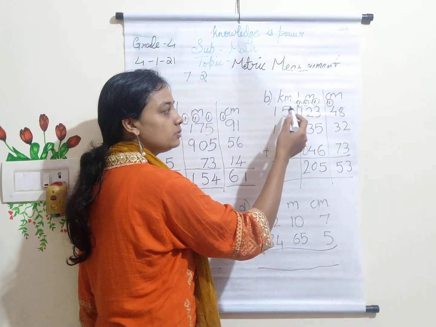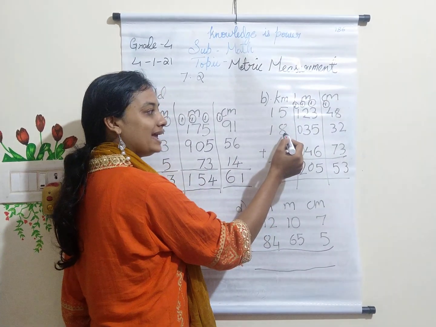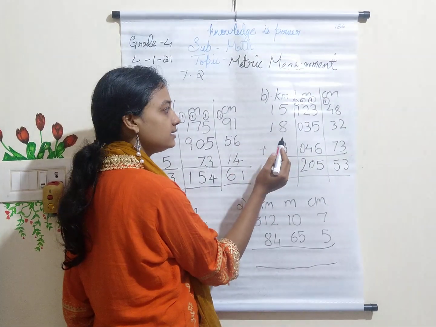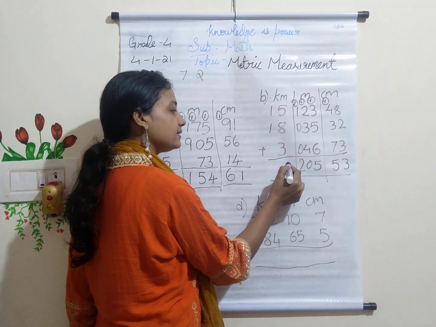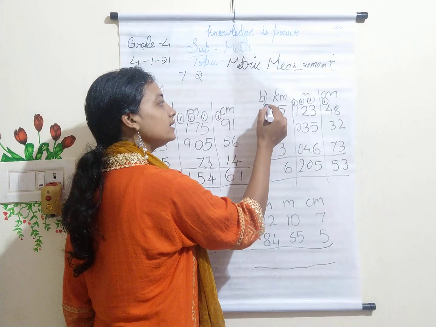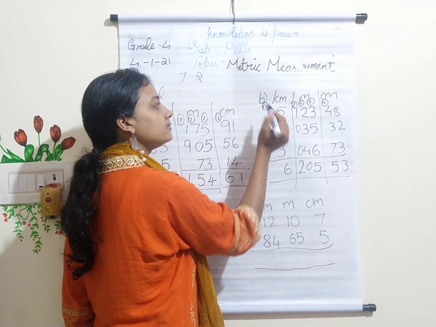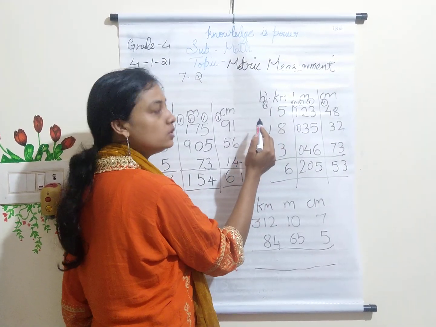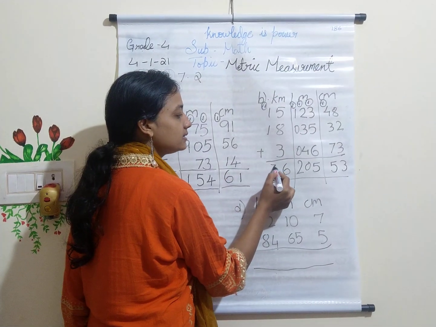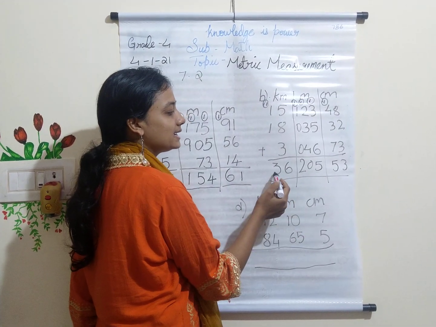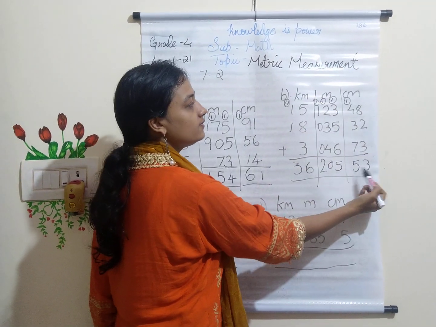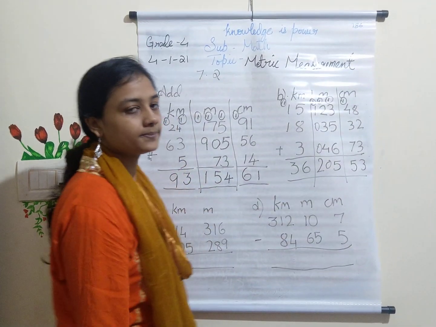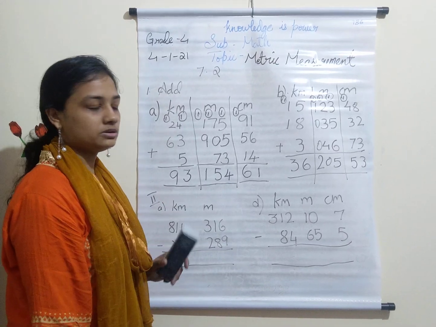Now let's add the kilometer column. 5 plus 8 is 13. 13 plus 3 is 16. 6, 1 carry. 1 plus 1 is 2. 2 plus 1 carry will be 3. So my answer is 36 kilometer, 205 meter, 53 centimeter. So other sums I want you to try out.